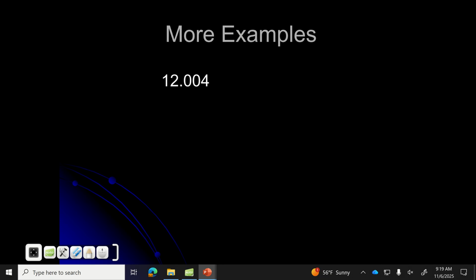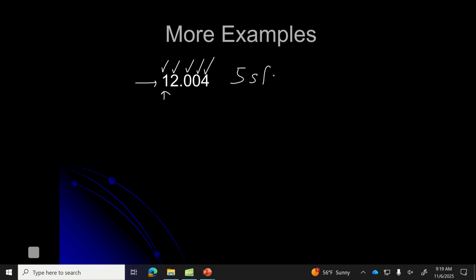More examples. 12.004. I see a decimal point. I start from the left. Actually, I'm going to put all these up here. Oh, shoot, it gives me the answers. Darn it. Okay, never mind. I start from the left, and I immediately hit a non-zero number. So this is significant, so everything after it is significant. So that's why it said 5 sig figs.